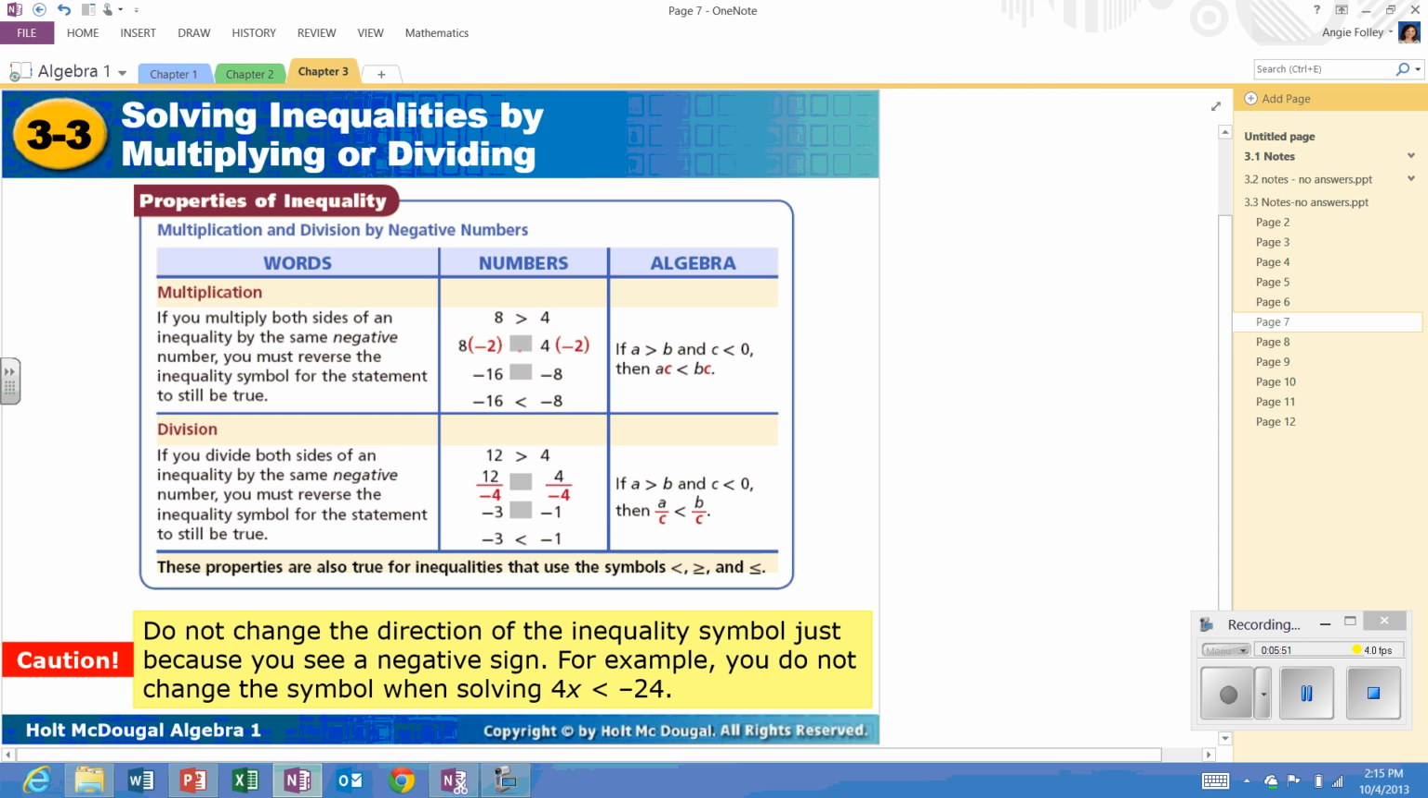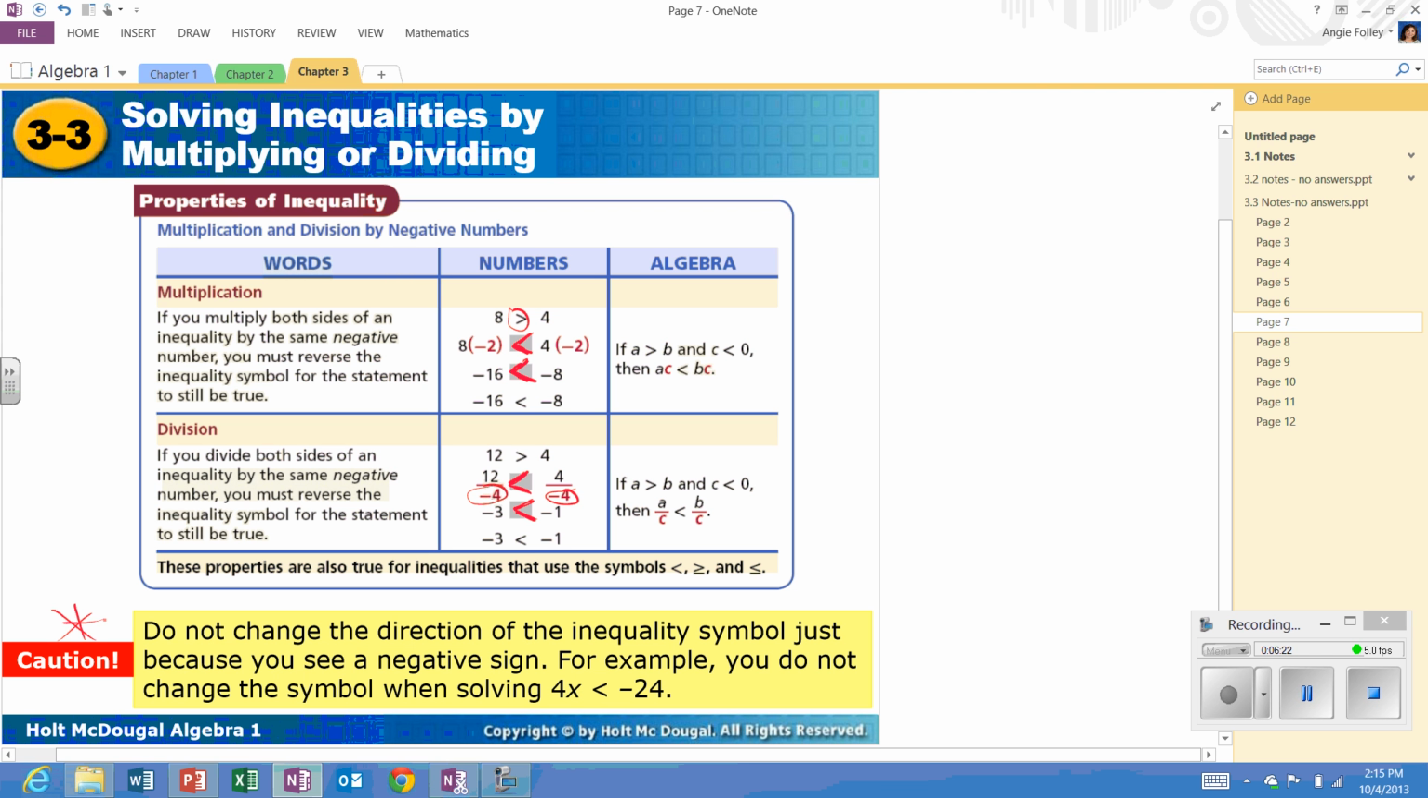So if you multiply both sides by a negative number, you need to flip the original sign so that it's facing the other way. In the end, it'll be facing the opposite way. If you divide both sides by a negative number, so we're dividing by -4, you also need to flip the sign the other way, okay? So again, if we're dividing or multiplying by a negative number, we're going to flip the signs.